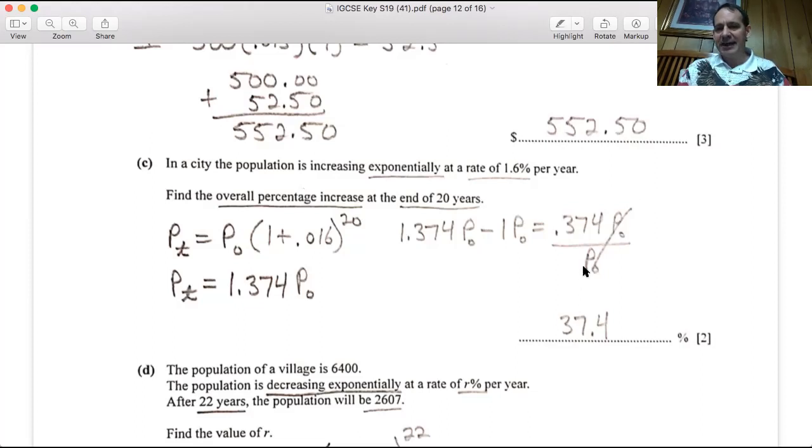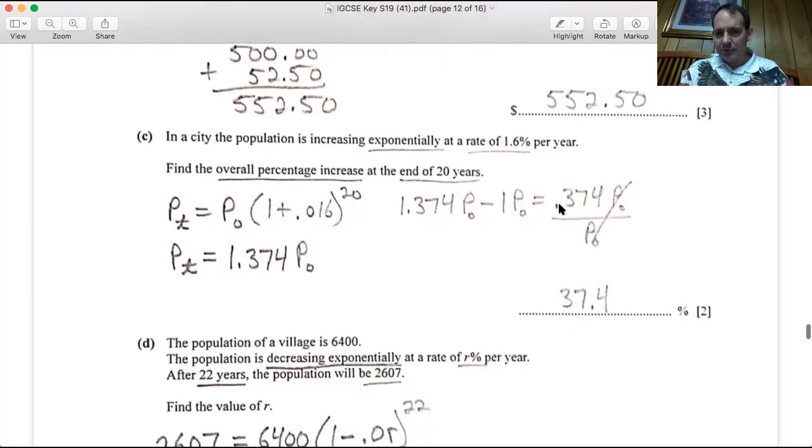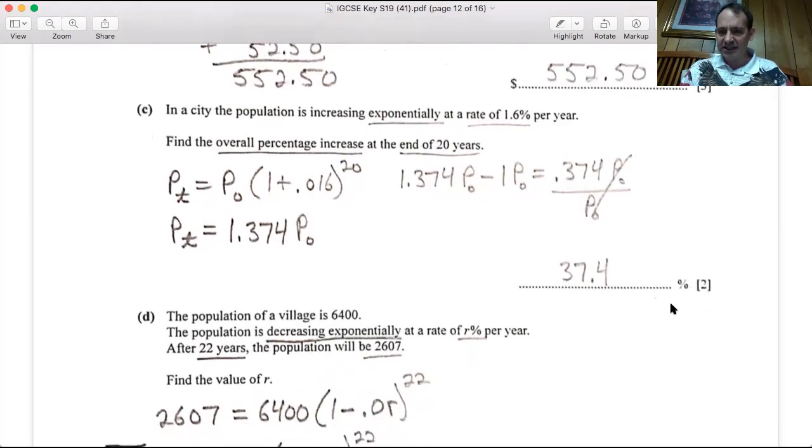So this ends up canceling out your variable that you didn't know what to do with and leaves you with a decimal. And notice this is a percent increase, so you got to move the decimal over twice and you get 37.4% increase.